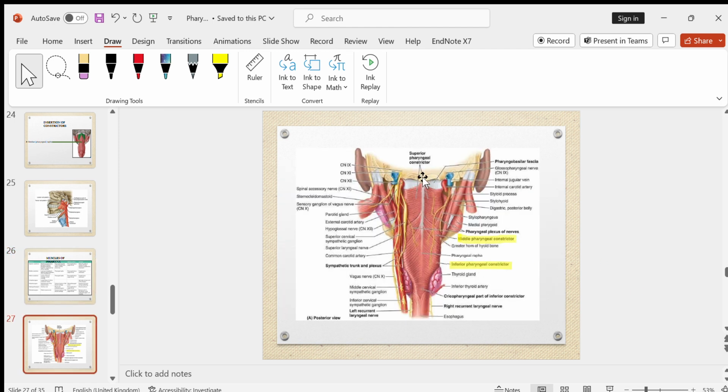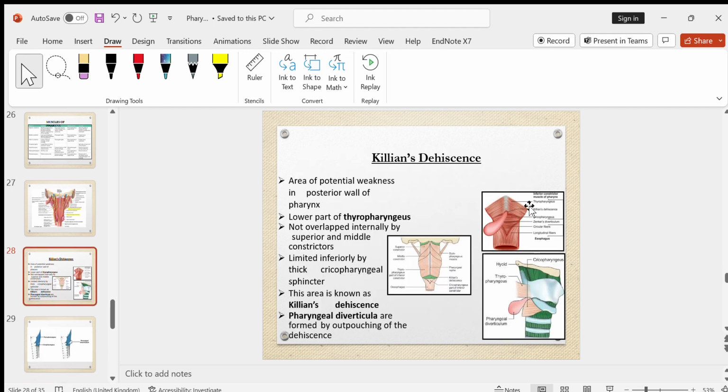Here you can again see the pterygomandibular raphe, which is the common insertion of all constrictors. And these are the constrictors, the superior constrictor, the middle constrictor, and the inferior constrictors. The inferior constrictors are the largest of the three constrictors. Now I'll tell you what is Killian's dehiscence.